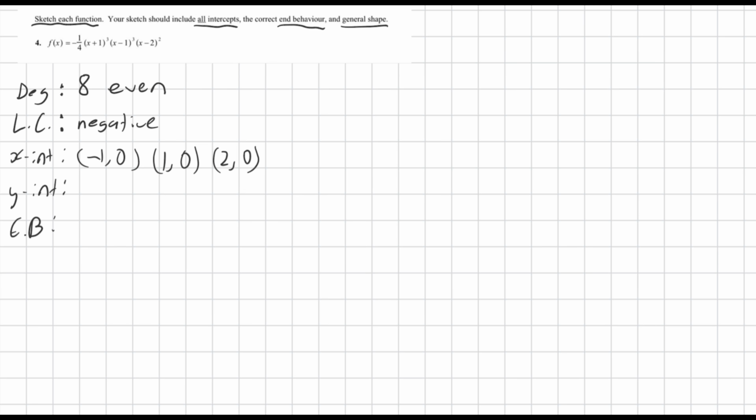Now we're going to go ahead and find our y-intercept. And to do that, you just put x equal to 0. 0 plus 1 cubed is just 1. 0 take away 1 cubed is negative 1. 0 take away 2 is negative 2. Negative 2 squared is 4. So now 1 times negative 1 is negative 1. Negative 1 times 4 is negative 4.